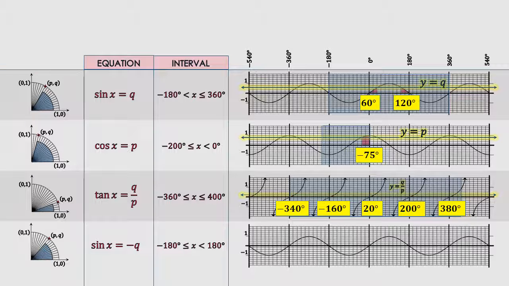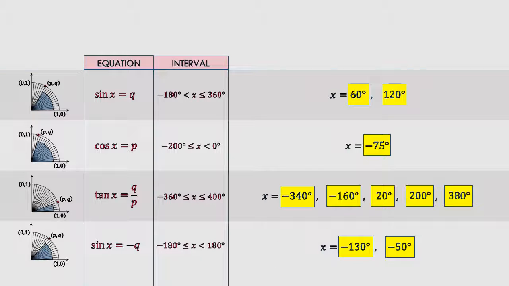As for the last, we draw the line y equals minus q, keeping in mind the base angle of interest, 50 degrees. Accounting for solutions that lie in the interval, we have minus 130 degrees and minus 50 degrees. Did you get all of them right?